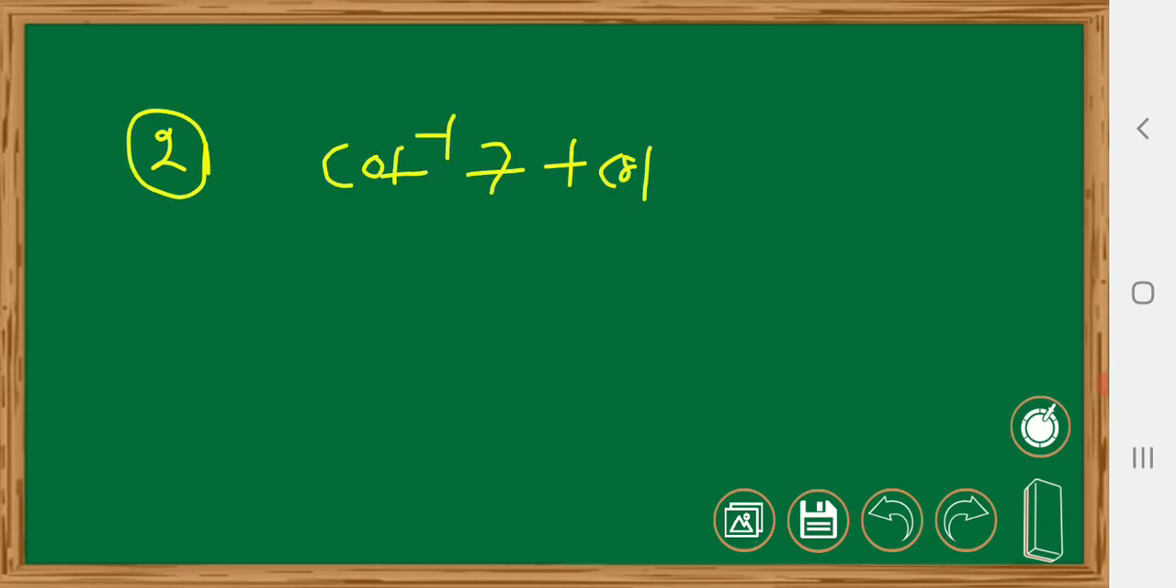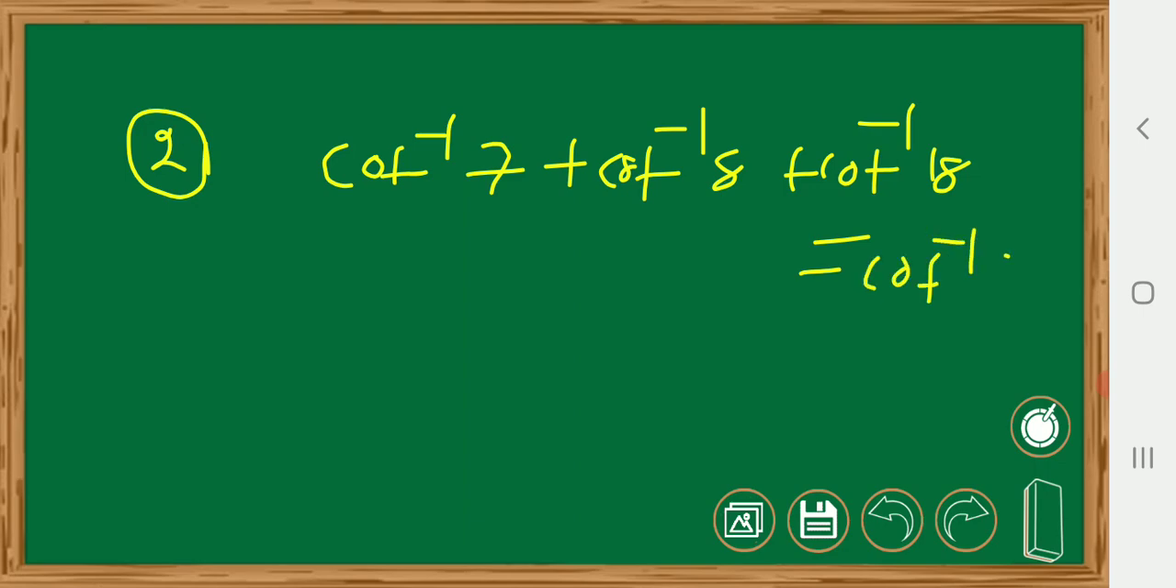Next, one more variety of problem is there. Cot inverse 7 plus cot inverse 8 plus cot inverse 18 is given as cot inverse 3. Okay, from the LHS part, we have to prove this one. From the LHS part, you have to calculate in such a way that you get cot inverse 3. So let us try to solve the problem.